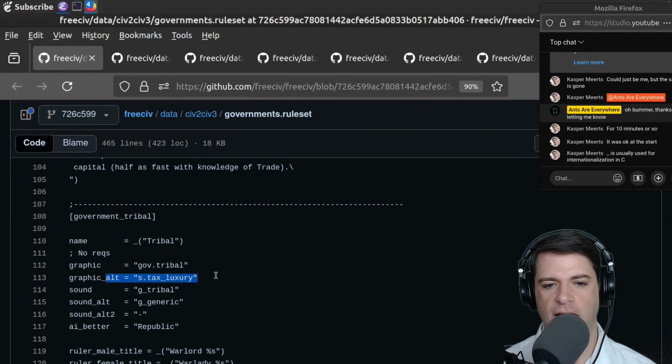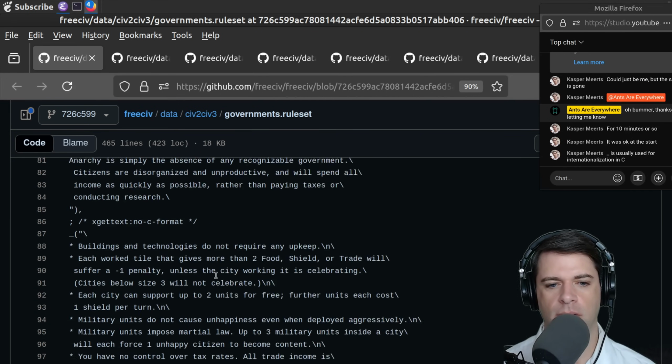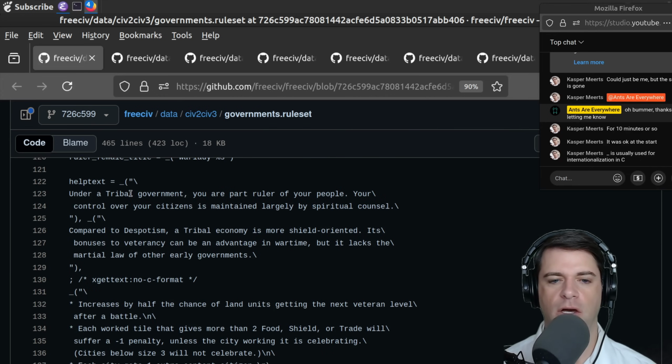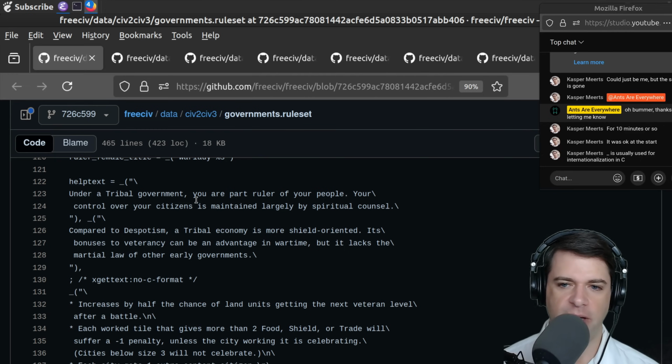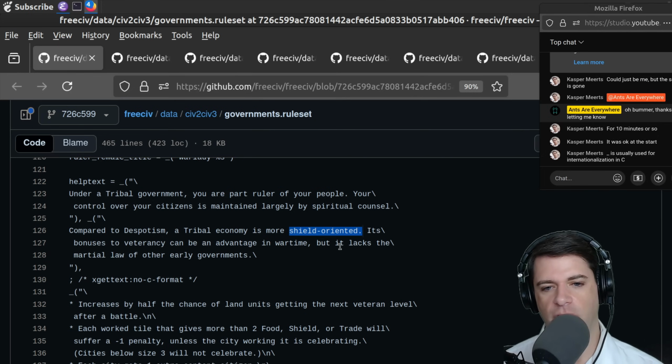And something about tax, luxury tax. Under a tribal government, you are part ruler of your people. Your control over your citizens is maintained largely by spiritual council. Compared to despotism, a tribal economy is more shield-oriented. Its bonuses to veterancy can be an advantage in wartime, but it lacks the martial law of other early governments.